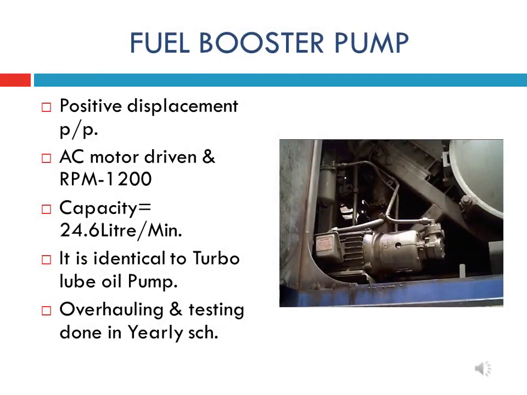Fuel booster pump. Fuel booster pump of HHP locomotive is a gear type positive displacement pump and driven by an electrical AC motor. AC motor gets power from loco battery during system priming, and after starting of engine it gets power from the auxiliary generator. The discharge capacity of pump is 24.6 liter per minute and it is located near front end of the main engine on right side.